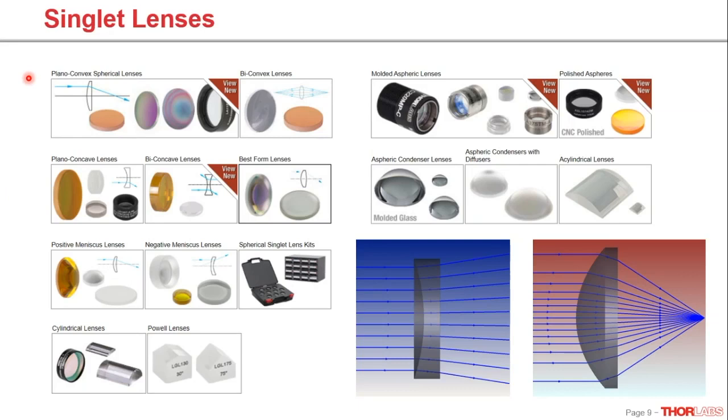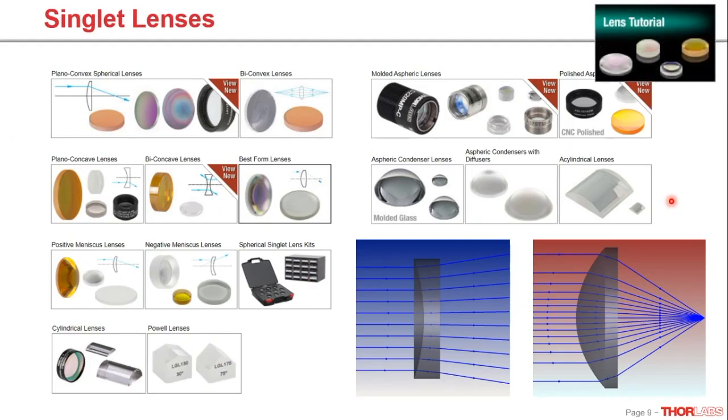A couple of the cases being our plano-convex, biconvex. We have our various concaves, various meniscus forms, best forms. Mentioned some of the cylindricals that allow for us to focus in one of the axes. We have some other novel types, as well as a variety of different options for aspheric lenses as well. If you're looking for further information on which lens to choose from, please look for the lens tutorial on our website.